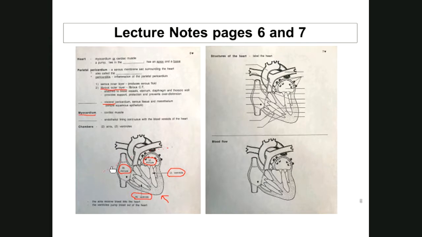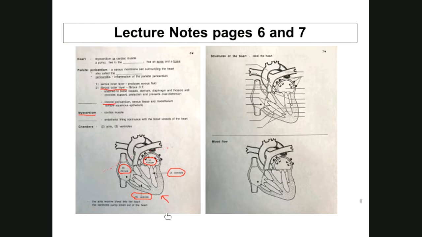Pericarditis, inflammation of the parietal pericardium. So you have a little word there. Number one, serous layer produces serous fluid. Now remember, on a serous membrane, there are two layers. There's the serous layer, which is simple squamous epithelium. That's going to be secreting the serous fluid. And then the simple squamous epithelium has to have something to be secured with or bound to. That's number two, the fibrous outer layer, fibrous connective tissue. And that's the sac itself. It's what the serous layer sticks to.